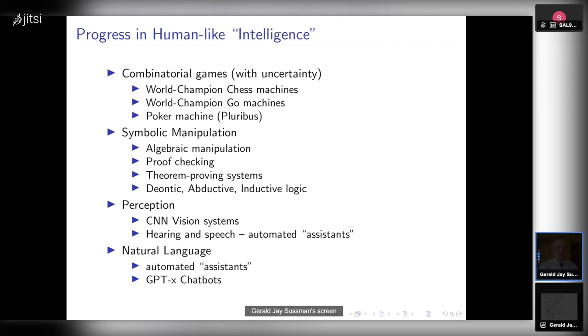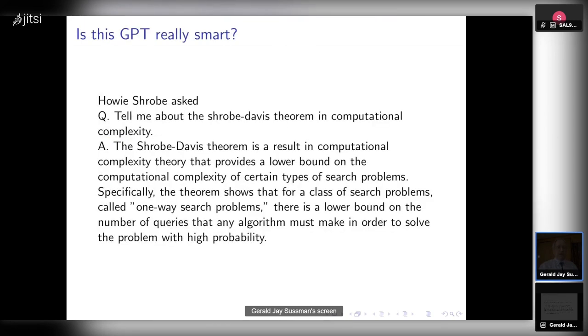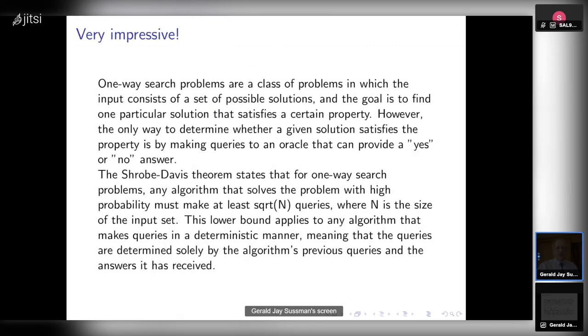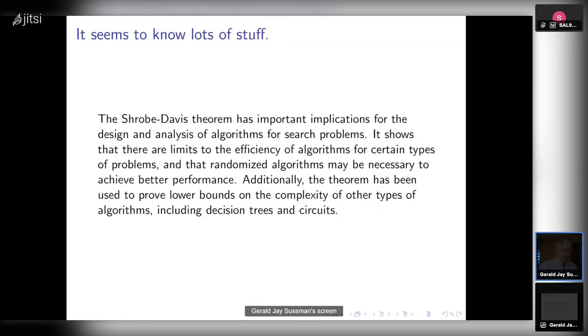But I'm going to give you an example. Here's my friend Howie Shrobe, my former student, who asked some GPT machine, tell me about the Shrobe-Davis theorem in computational complexity. And it wrote several paragraphs. The first paragraph you see here, that's the answer. And it wrote another two, and it wrote another one. They're pretty coherent, these paragraphs. They make sense. This is certainly passing the Turing test.